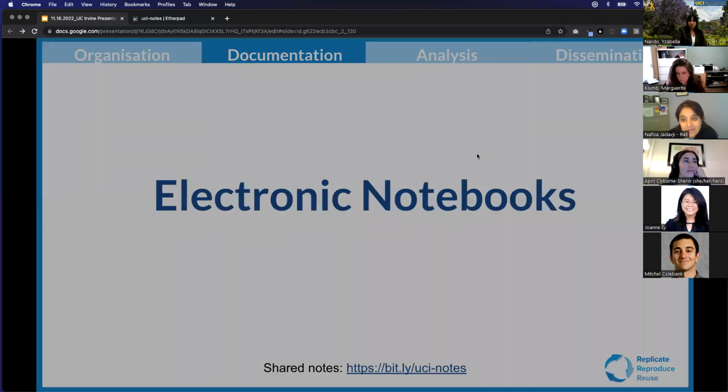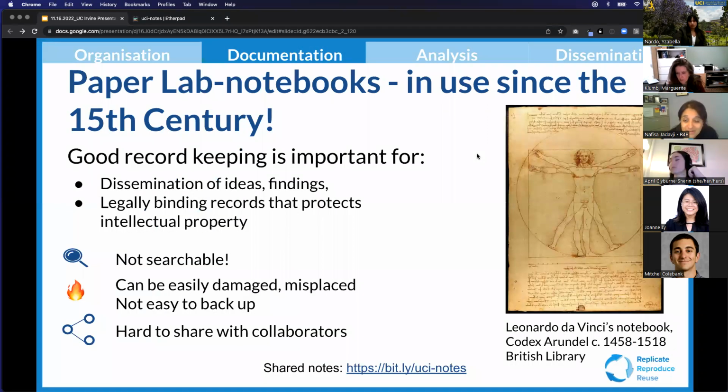So we know that lab notebooks are really important. They've been used since the 15th century. They're important for dissemination of ideas, research findings, documenting what you did. So when you write up the paper or your thesis, a year, 2 years, 3 years, 4 years down the line, you have some record of what you've done. In industry and academia, they can be legally binding records that protect intellectual property.